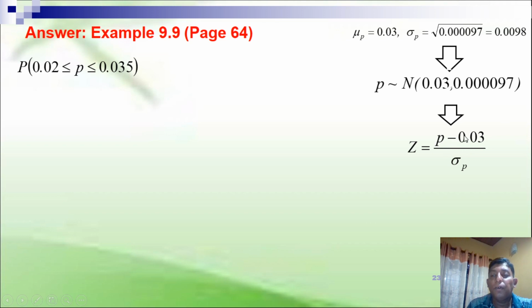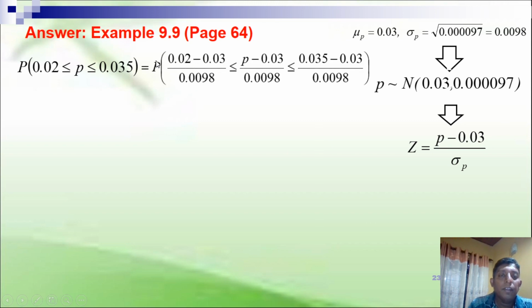Then using this transformation formula, just convert these proportion values, P values, into standard normal values. 0.02 minus the mean value 0.03, then divide it by the standard deviation of the sample proportion. Then finally we need to find the probability of Z values lying between minus 1.02 and 0.51.